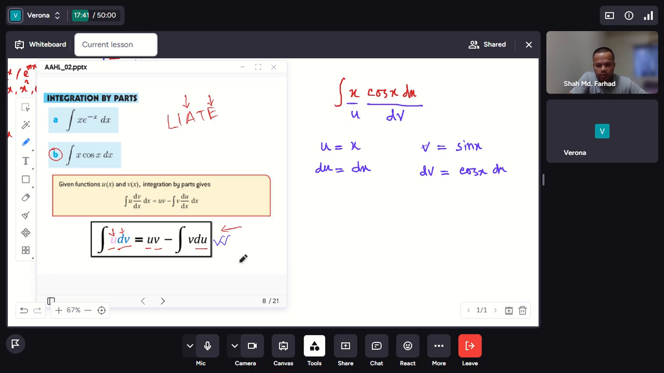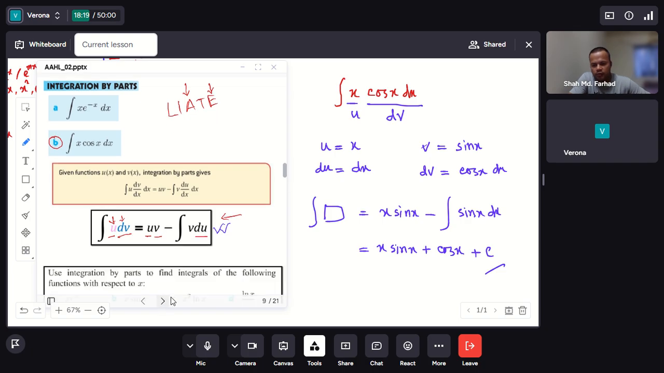Now x sine x. That is x sine x, then minus integral, that is sine x dx. So the next line will be x sine x, and then plus cosine x, and then plus c. Okay, good, good, good.